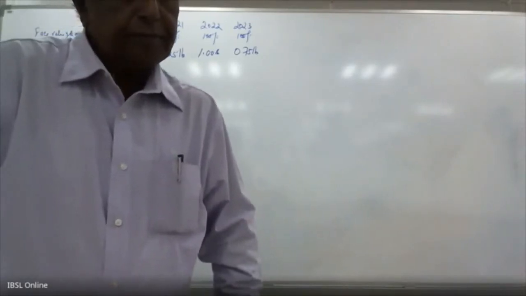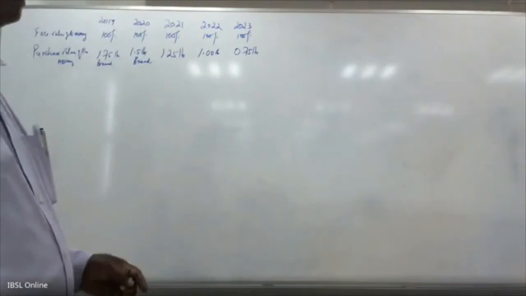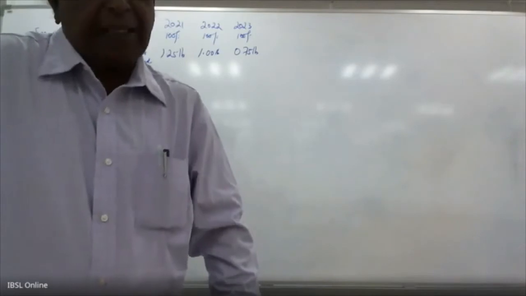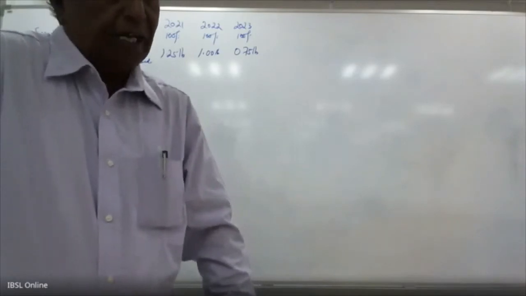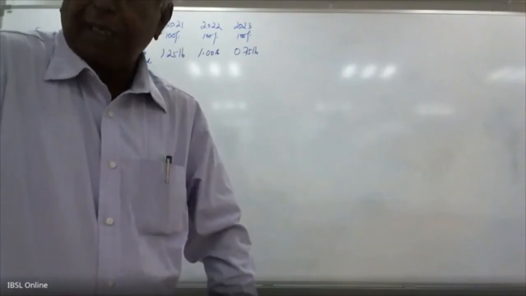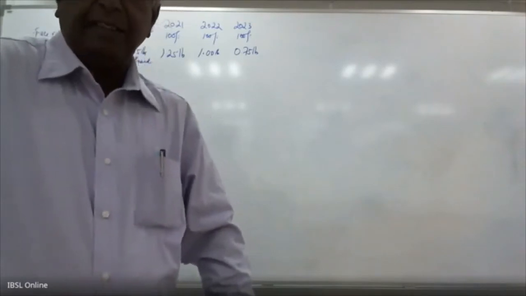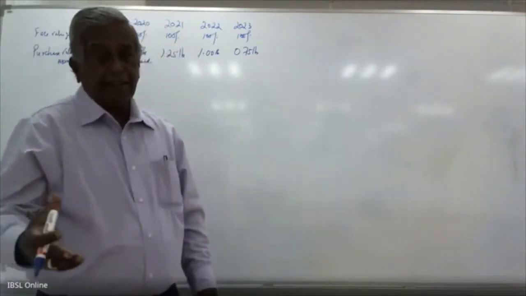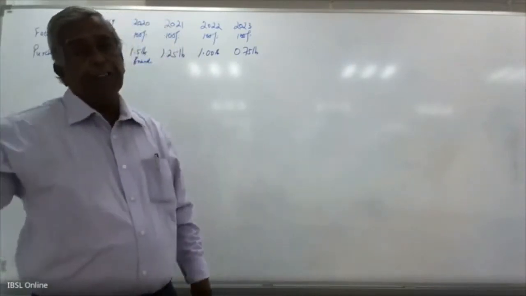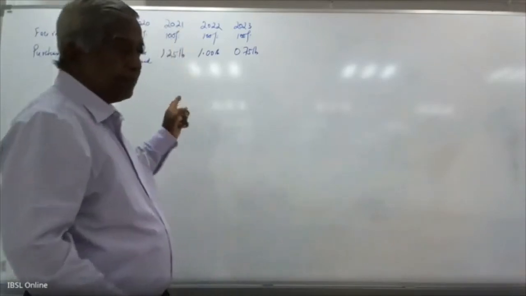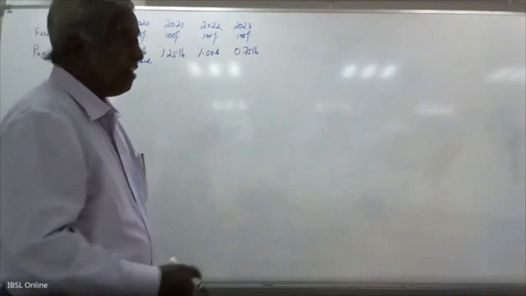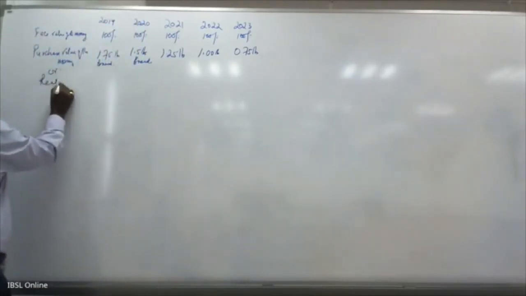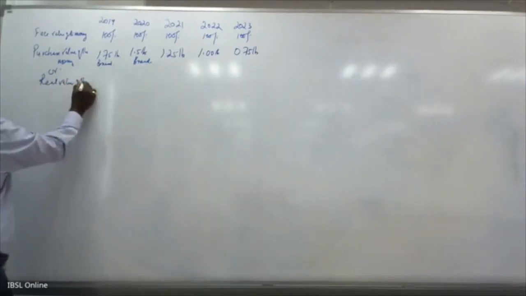So what has happened? The purchase value of the money is getting reduced over a period of time, while the face value of the money remained unchanged, in our example 100 rupees. The purchase value of the money is getting diminished over a period of time. So we call this purchase value of the money the real value of the money.